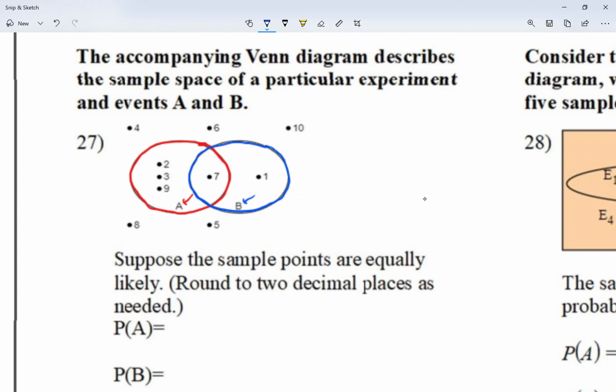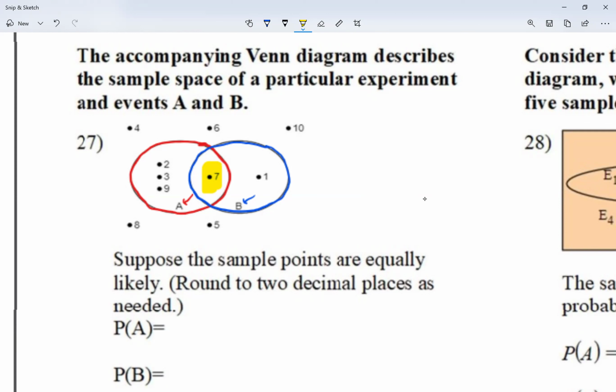Now, interesting, point 7, you guys see the point 7? It's a point. I'm not saying 0.7. It's not a value. It's a label. It's a point, number 7. The interesting part of this point is it is inside A and it is also inside B. So point 7 happens in A and it happens in B.